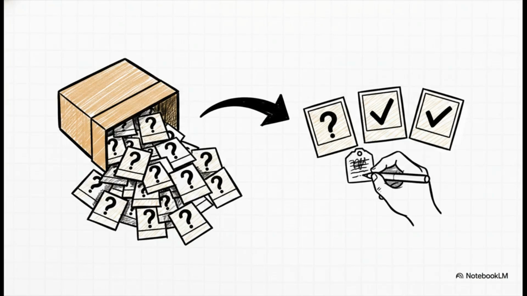Unlabeled data is just a pile of raw information. It's like a shoebox full of old photos. You can see the faces, but you have no idea who they are or when the photo was taken. Labeling is the act of going through that box and writing the names, the dates, the places on the back of each one. You are literally turning raw data into structured knowledge.